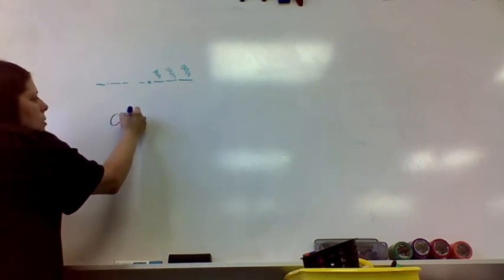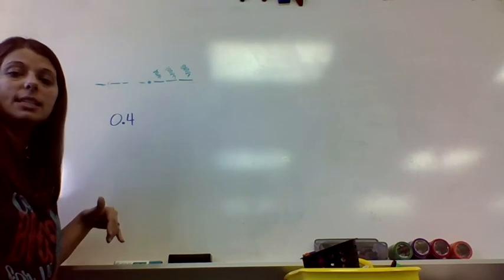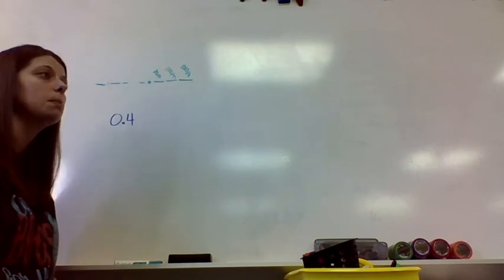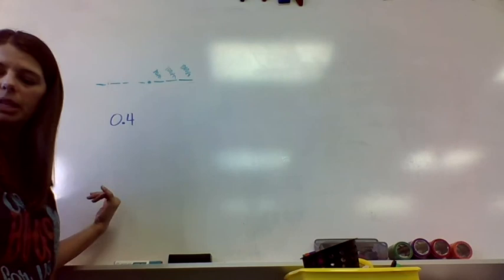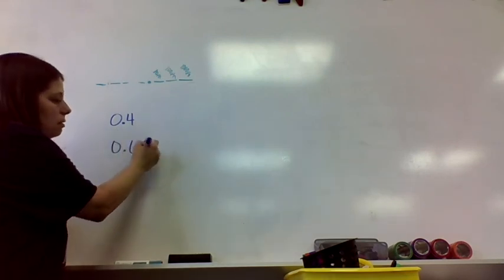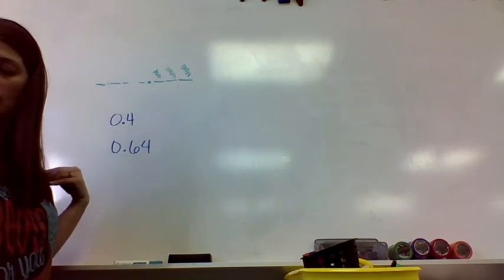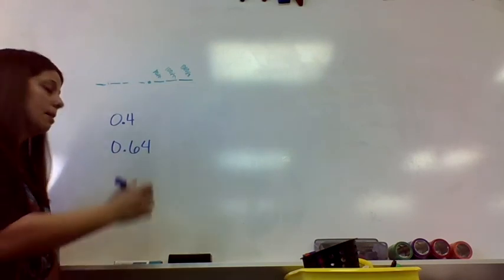Go ahead and try 0.4. Convert this into a fraction and then simplify it if it can get any simpler. Once you've completed that one, I want you to try 0.64. Think about how you would say that. And next, I want you to try a mixed number.